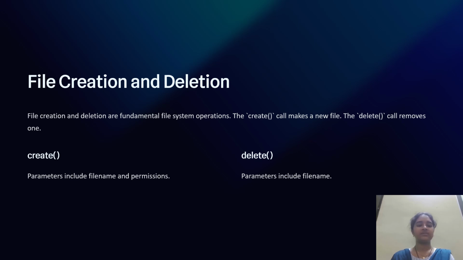File creation and deletion. File creation means making a new file that stores data. When a file is created, the OS allocates space on the storage device, assigns a name and a location, and updates the file system directory structures. File deletion means removing a file from the system. When you delete a file, the file data might still exist on the disk temporarily. The space is marked as free for future use.